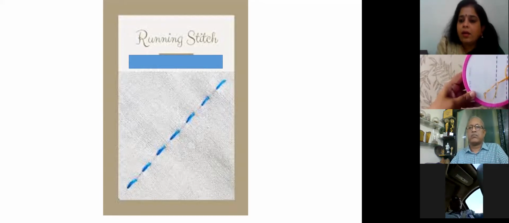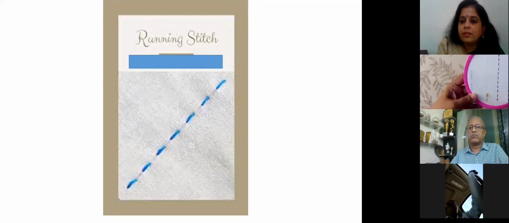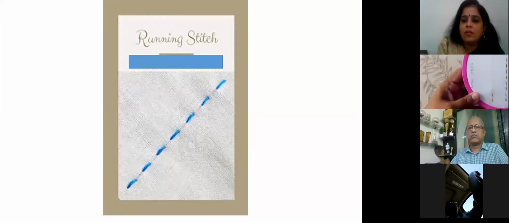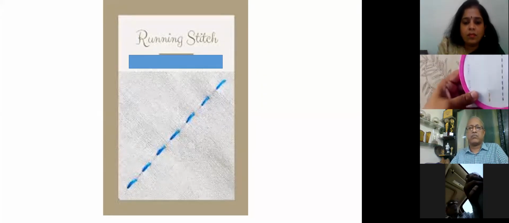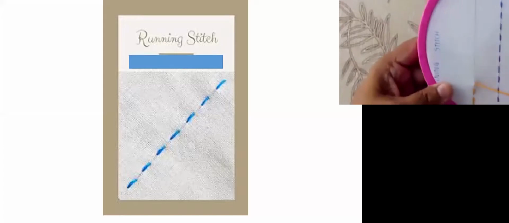In the running stitch, it is very important to see that the stitches are consistent. They shouldn't be big or small. The size should remain the same. So it is basically just going up and down.